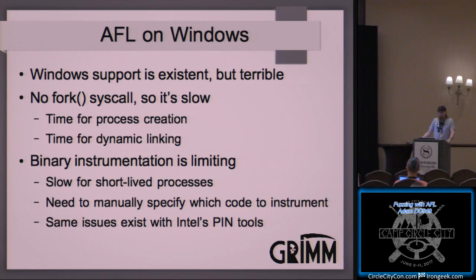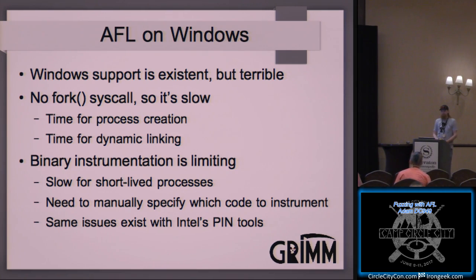AFL on Windows. It does exist, and it's kind of terrible. There's a number of reasons for this. One is it's slow because you don't have the fork syscall, so you don't have an easy way to just make an identical copy of a program. And no one's raising their hand telling me I'm wrong, because I'd really like to be wrong about this one, because that is a huge slowdown in performance. And less fuzzing iterations means slower to find bugs, and nobody wants that. Well, I don't want that.